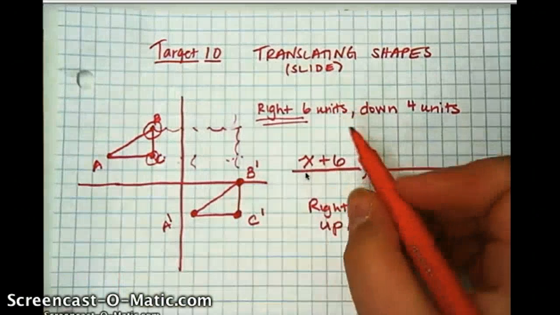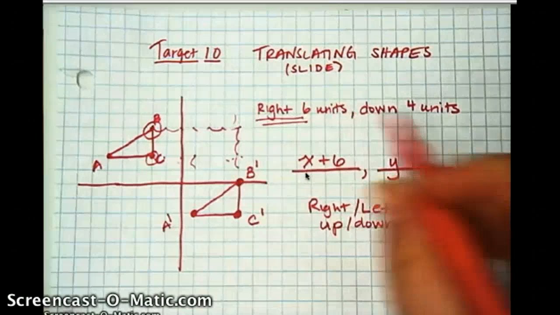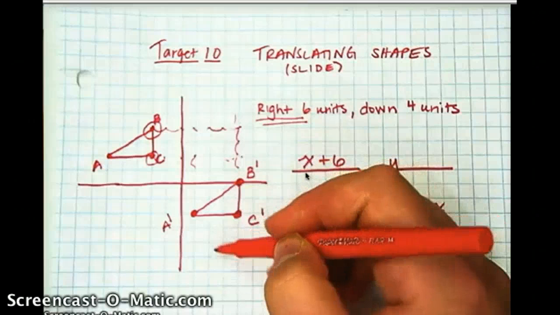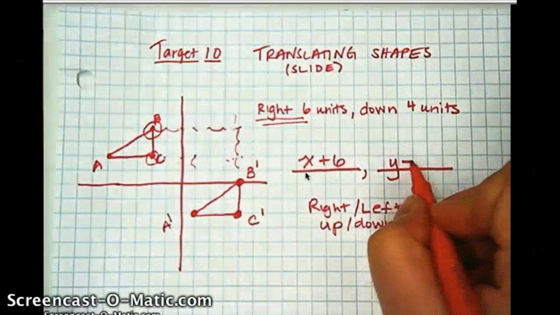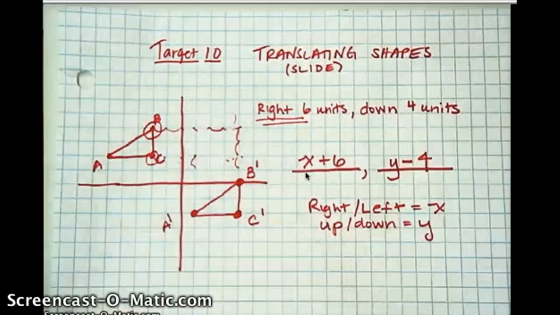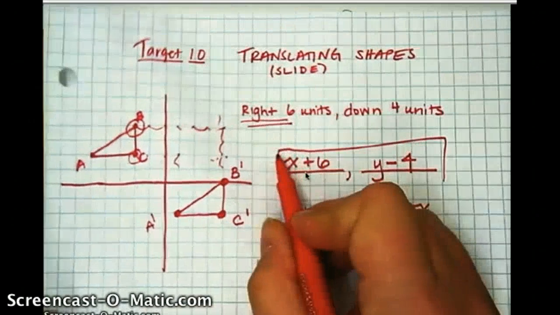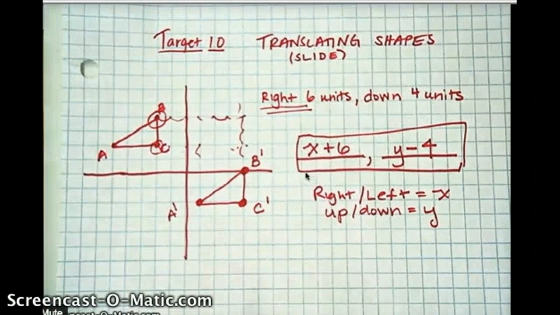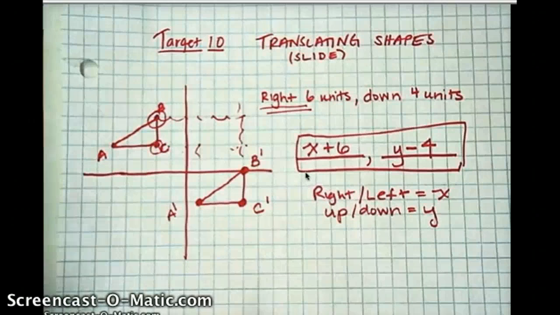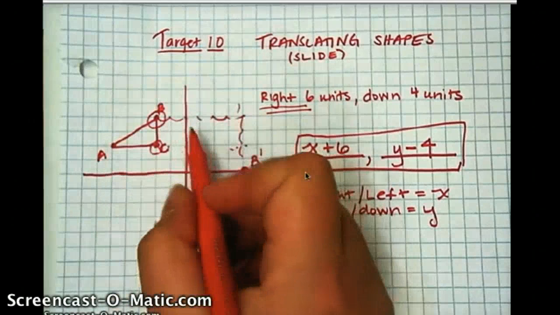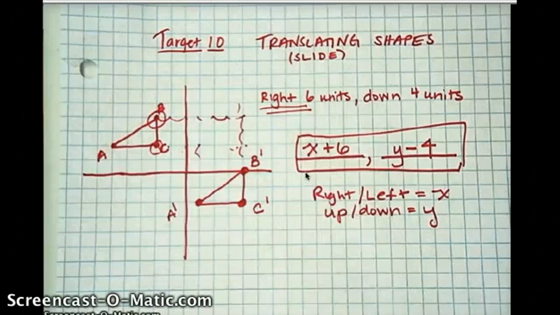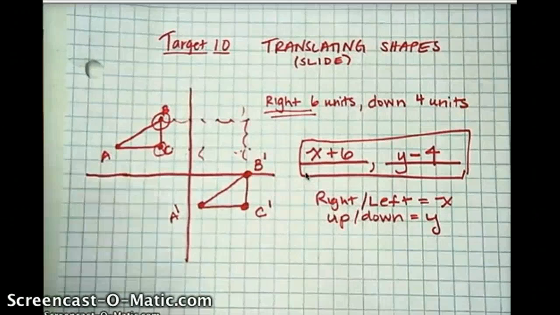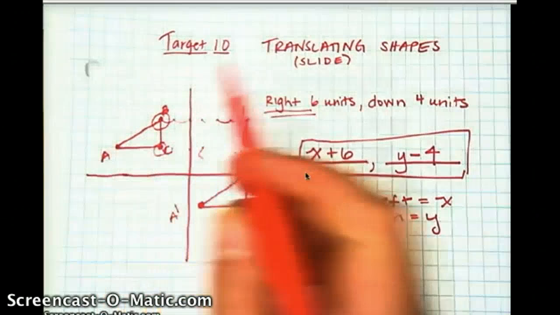And then I went down, so that's my Y. I went down 4 units. Down is going in the negative direction, so I actually subtracted 4 from all of my Y's. This would be the rule that matches the translation. Okay, that's the rule. How does this help us? Well, let's say that we didn't have a grid to translate, so we couldn't come up with the new shape. We just had plain paper, so we weren't able to actually draw it out and count it. How would we do this?